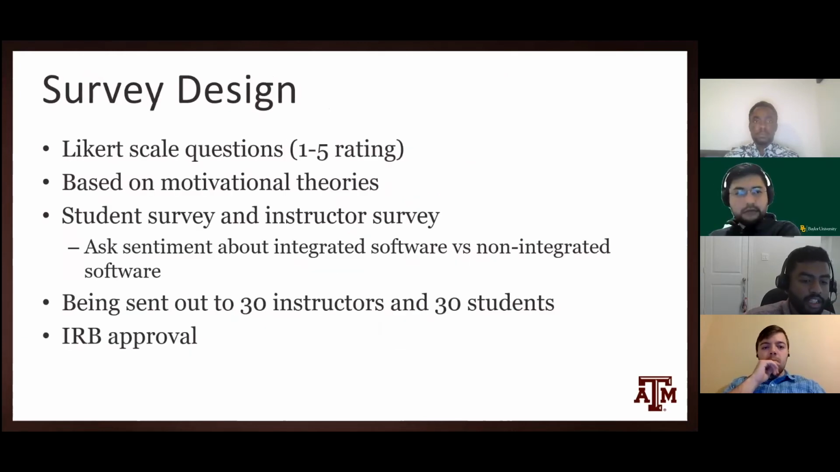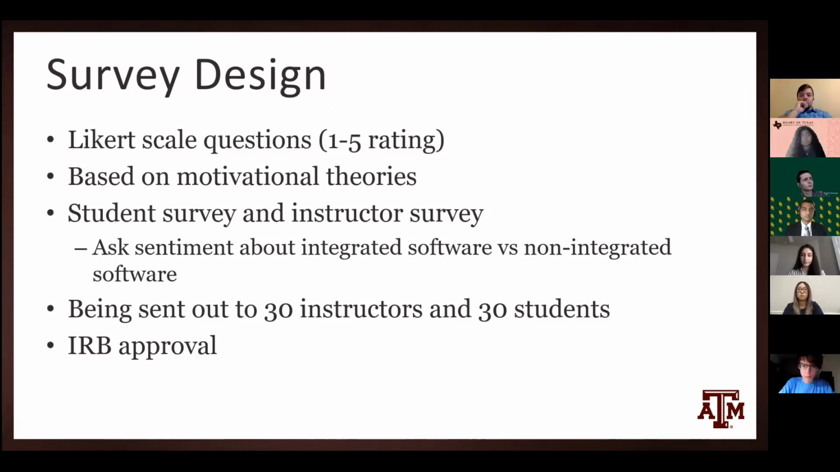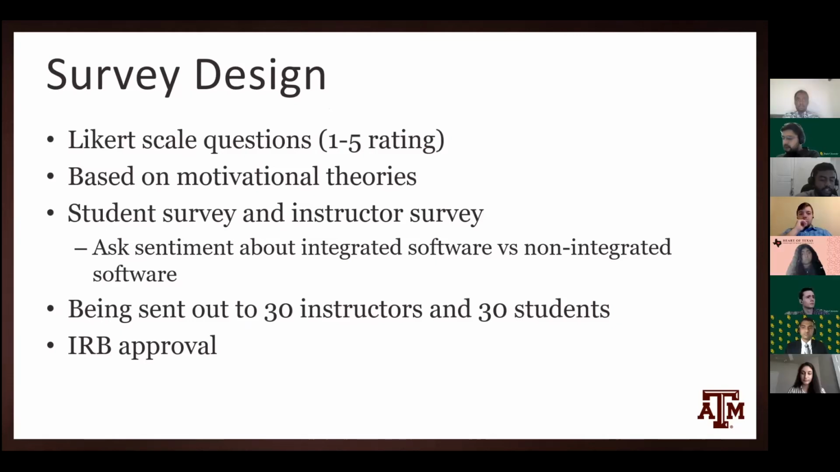Now onto the survey design. Most of the questions that I ask in the survey are Likert scale questions, which are basically questions that make you rank your feelings about a certain topic from 1 to 5. These questions ask about the subject's sentiment toward integrated software versus non-integrated software. A sample size of 30 was chosen because it's the ideal sample size to perform statistical analysis since the central limit theorem holds. Currently, the survey is still in the process of gaining IRB approval and should be obtained soon.